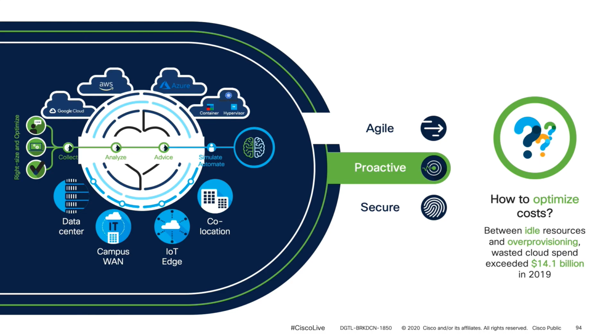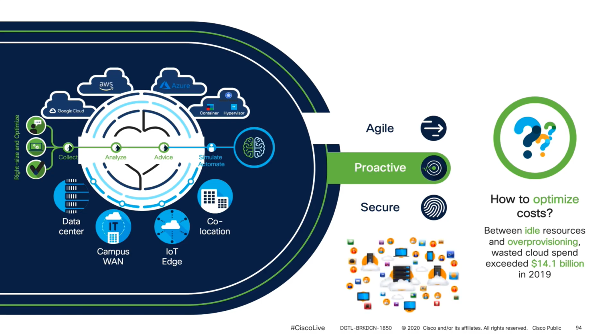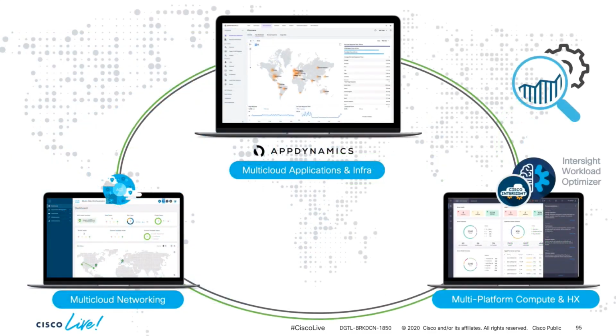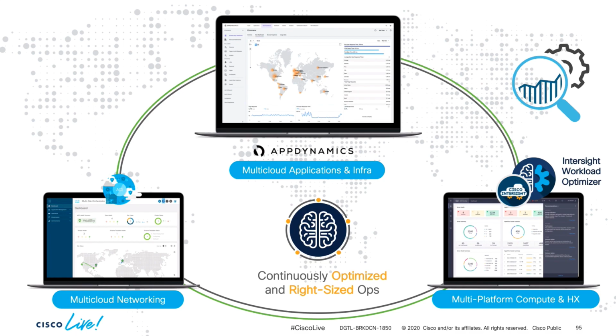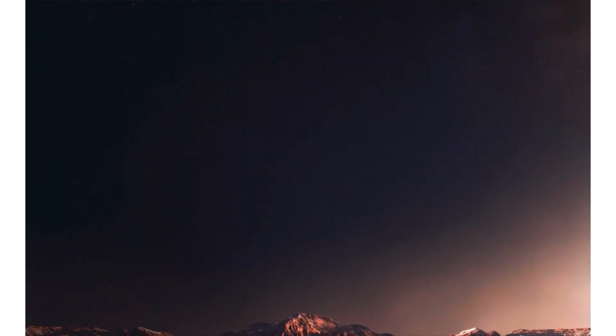Cost optimization is another key topic of proactive operations, since just in 2019, more than $14 billion in idle resources and over-provisioning, whether CPU, memory, disk, or even cloud resources, were wasted. This is where Intersight Workload Optimizer may help. By continuously analyzing your infrastructure, whether Cisco or even non-Cisco, and then providing right-sizing recommendations and automated actions based on such insights. Let's go ahead and take a look.